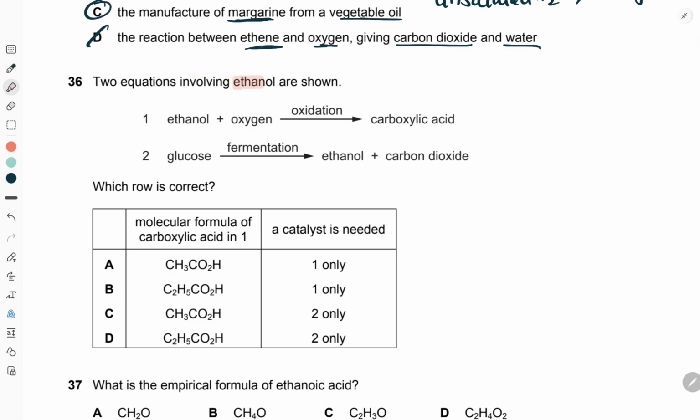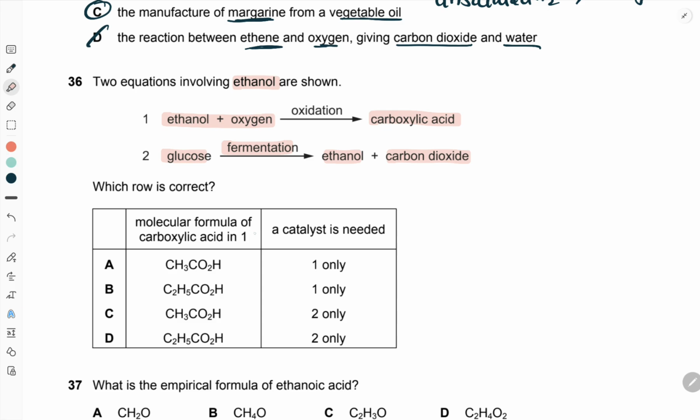Number 36. Two equations involving ethanol are shown. In the first reaction, you are doing a reaction with oxygen, oxidation, and you get carboxylic acid. So oxidation of alcohol produces carboxylic acid. In the second reaction, you are making ethanol. When you react glucose, you are fermenting it. Fermentation of glucose gives ethanol and CO2. Both reactions are true. Which row is correct?